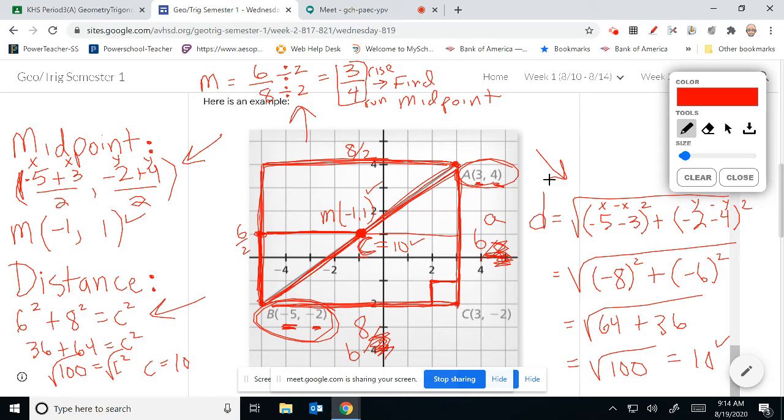But if you have the graph, and most of the time you're going to have a graph, most of the time you're going to use the Pythagorean theorem to find your distance. It's quicker to do that.